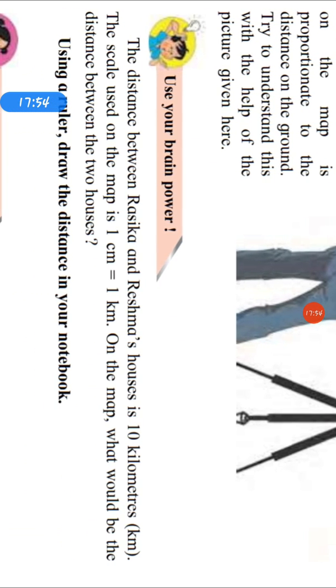See, the distance between Rasika and Reshma's house is 10 kilometers. Okay, the scale used on the map is 1 centimeter equal to 1 kilometer. On the map, what would be the distance between the two houses? If 1 centimeter is equal to 1 kilometer, then tell me 10 kilometers is equal to how much? Simple, it's 10 centimeters of distance we draw on a map.